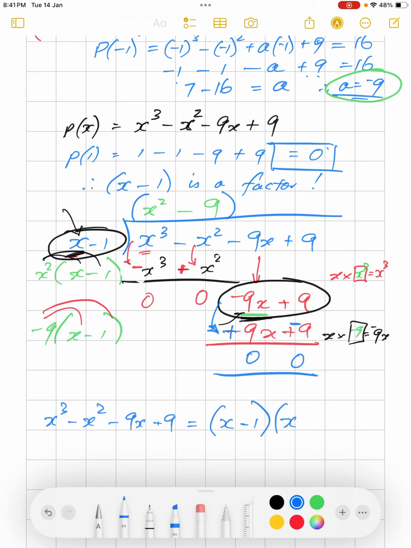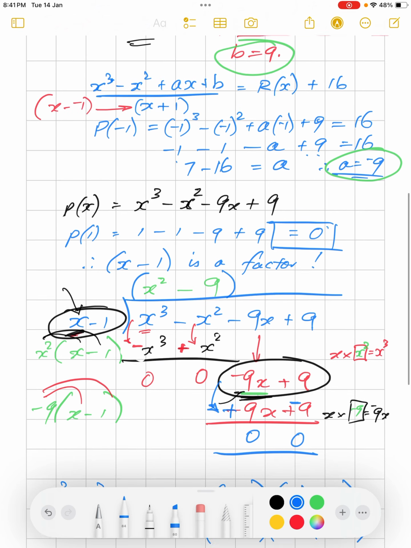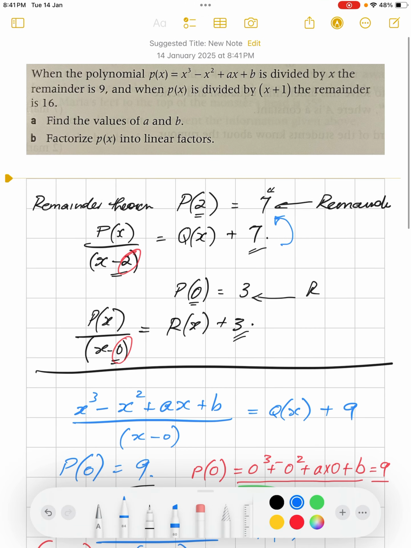So we've got our factor: x cubed minus x squared minus 9x plus 9 equals x minus 1 times x squared minus 9, which is 3 squared. So we finish by just using the difference of two squares. So x squared minus 3 squared is x minus 3, x plus 3. And there it is, a product of linear factors.